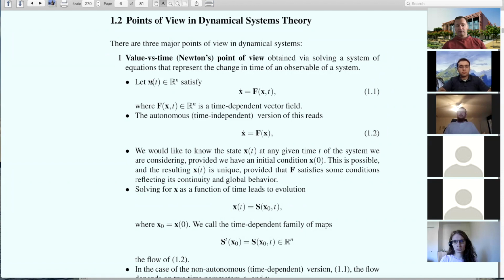So a little bit of notation. If x of t is a vector in R^n that changes with time t, then x dot is f of x and t, a set of ordinary differential equations, and f of x and t is a time-dependent vector field. F would have to satisfy certain properties for the solutions of this system to exist. In particular, you have to have Lipschitz continuity for existence and uniqueness.